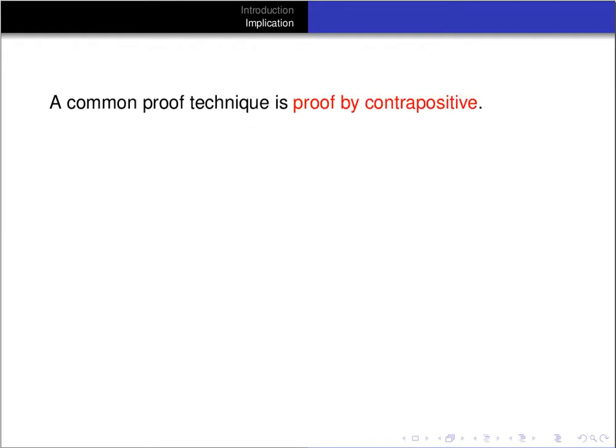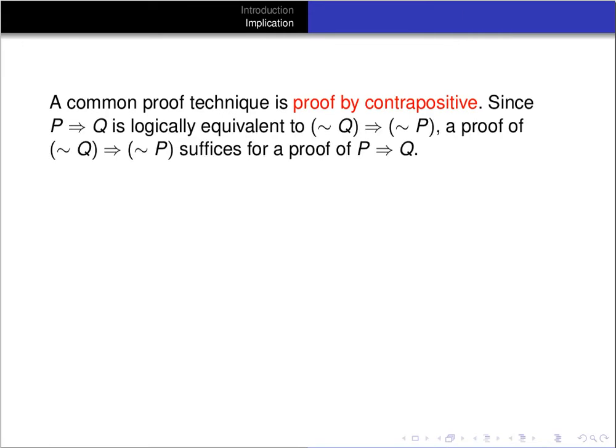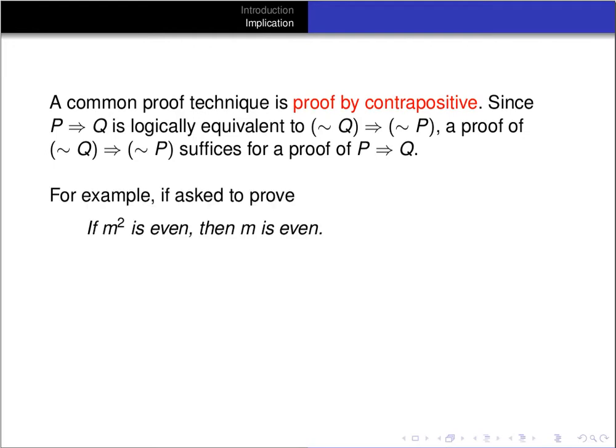Okay, and one important takeaway about this is that a common and valid proof technique is proof by contrapositive. So, since P implies Q is logically equivalent to not Q implies not P, then if you need to prove P implies Q, you can prove the contrapositive not Q implies not P, and that'll suffice for a proof of P implies Q. All right, so you should always consider doing that.